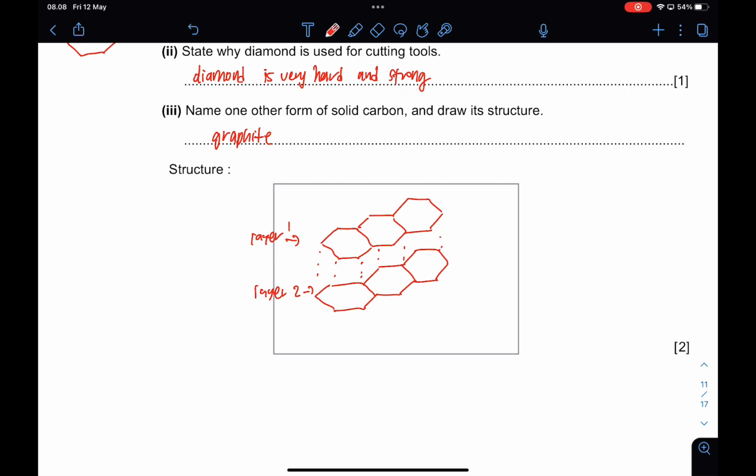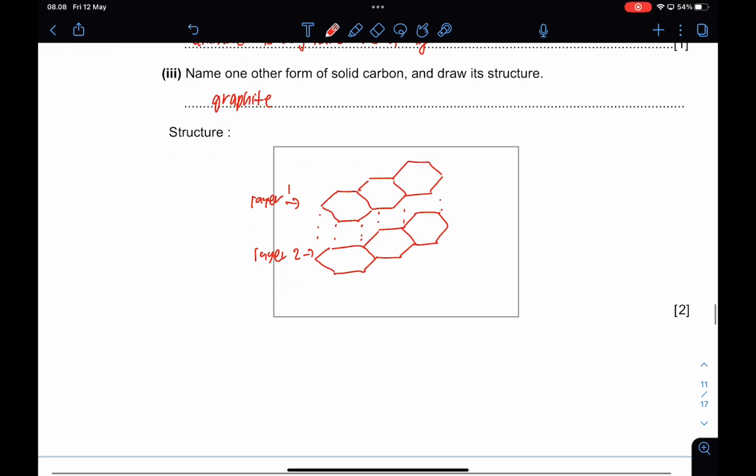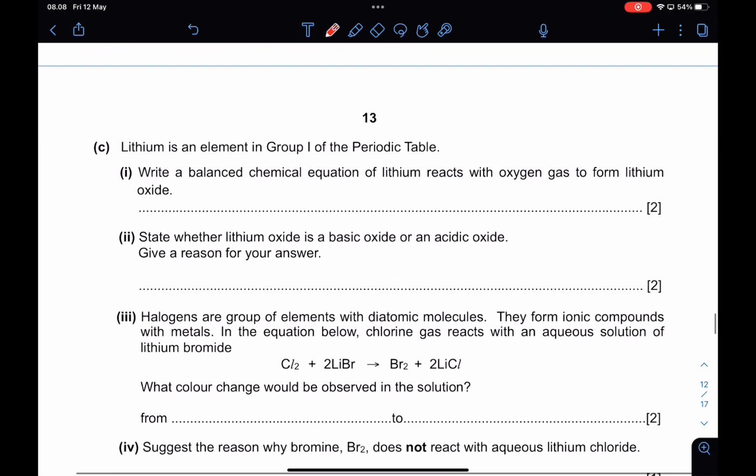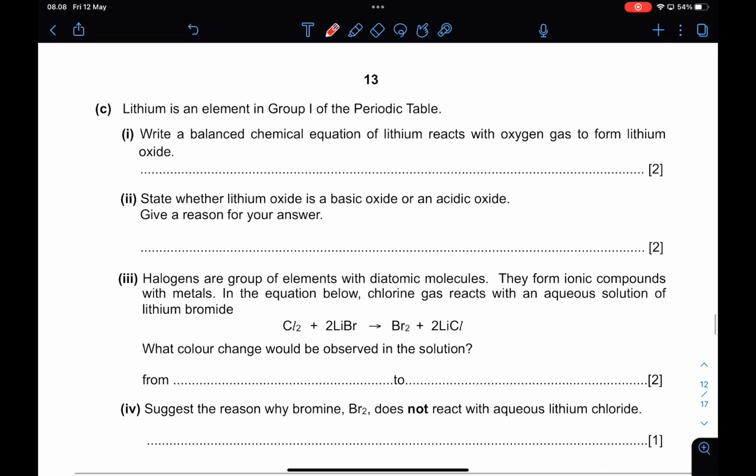Because of this weak attraction, graphite is also used as a lubricant. Why? The layers can slide on top of each other because of the weak bonding. So it is used as a lubricant or oil to reduce friction of moving parts, like engines and gears and so on. So that's going to be the answer for that.